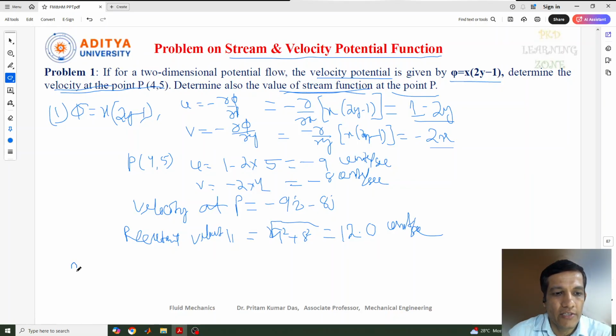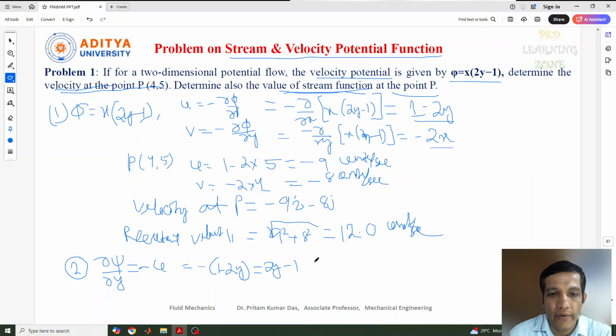Similarly, we can find out the stream function. Again, we know the formula for this. At this particular point P, we need to find out the stream function, and the stream function symbol is also different. We know that del psi by del y is in the right angle direction, while u is in the same direction. So del psi by del y equals minus u, and we can write minus u as minus (1 minus 2y), so we get 2y minus 1.